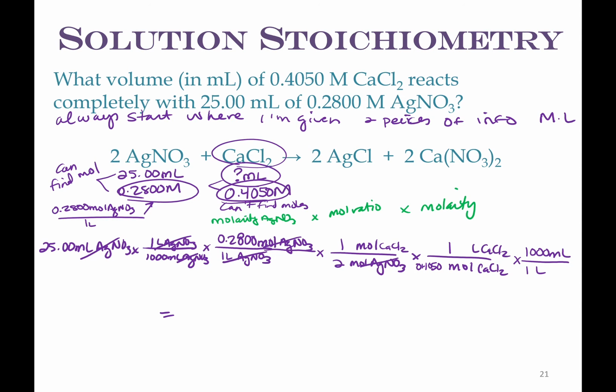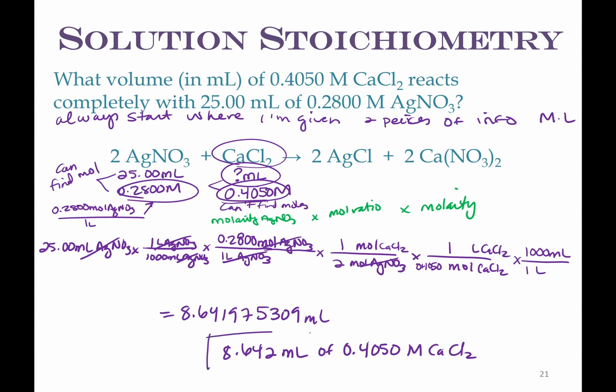So 25 divided by 1,000 times 0.2800 divided by 2 divided by 0.4050 times 1,000 is 8.641975309. Right, this is milliliters. And let's see, sig figs, I should have 8.642 milliliters of 0.4050 molar calcium chloride. And anytime I answer in a volume, I need to have that molarity in the answer.